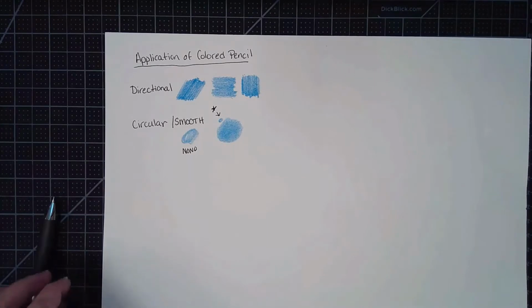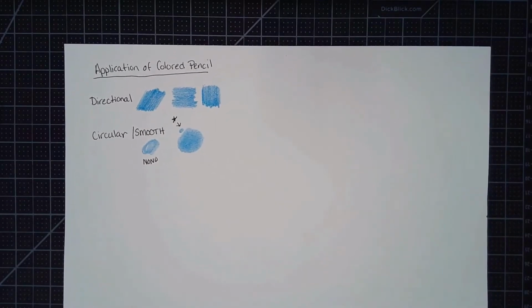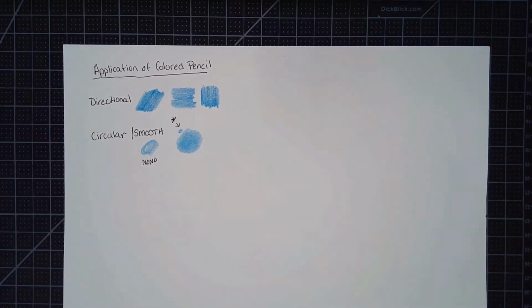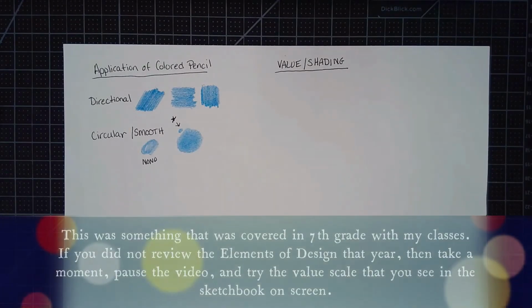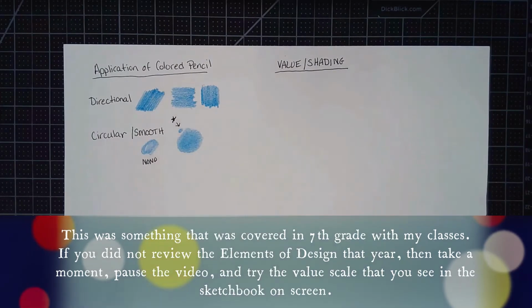Okay, so now that we've talked about a couple of different ways to apply colored pencil, now we're going to talk about value and shading. So we know shading is the darkness you apply to an object on the opposite side of the light source. And we have talked before about value when we reviewed our elements of design in our sketchbook.